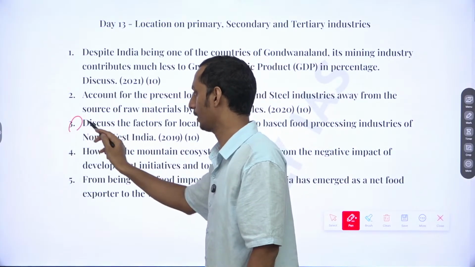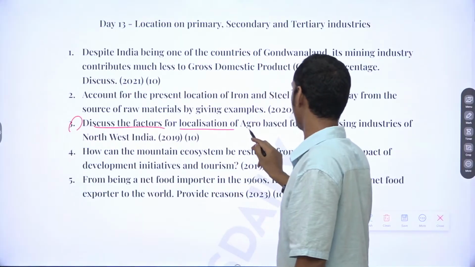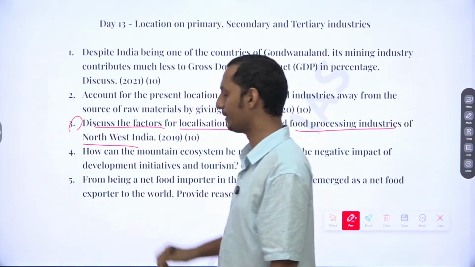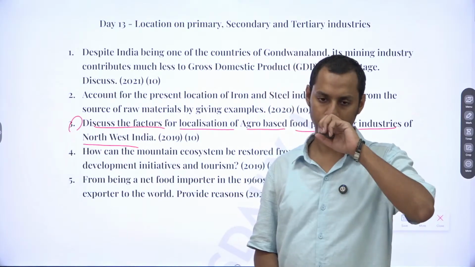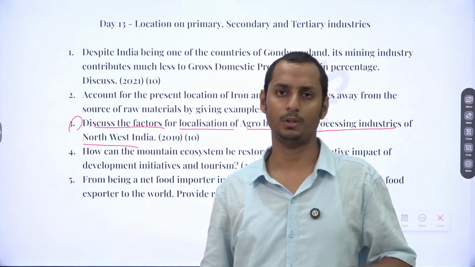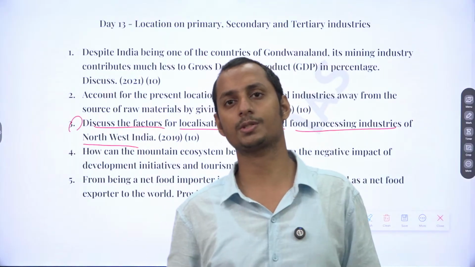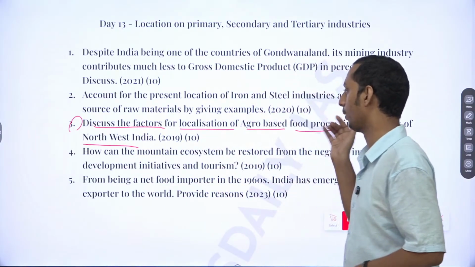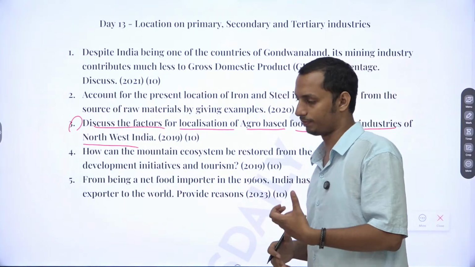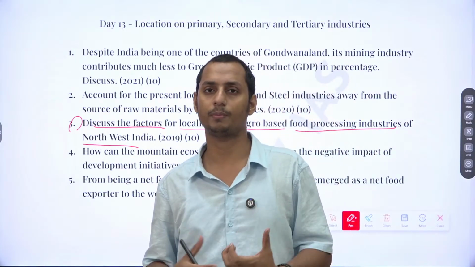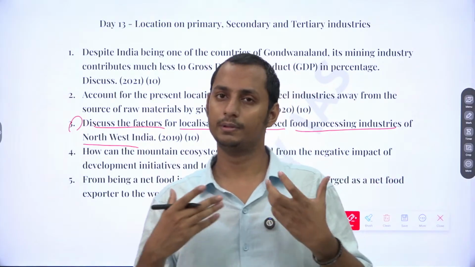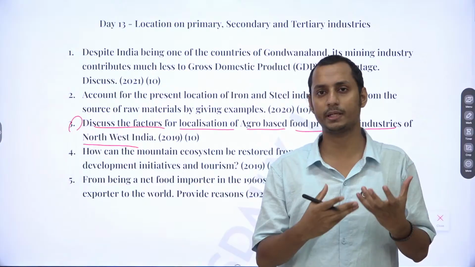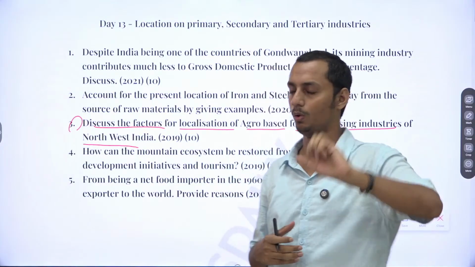Now, third one, discuss the factors for localization of agro-based food processing industries of northwestern India. Now, what is the question basically asking? Why is there a localization of industries, or why are some of the agro-based industries located in northwestern India? So you have to mention the reasons why there is a localization, or why food processing industries or agro-based industries are located in northwestern India.